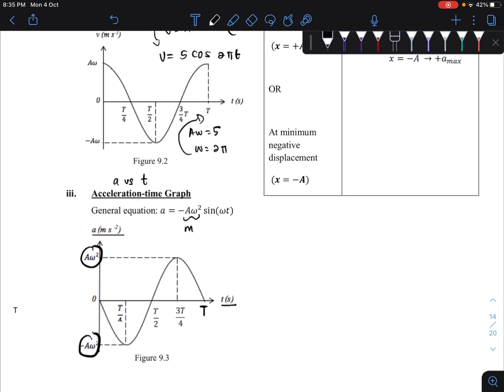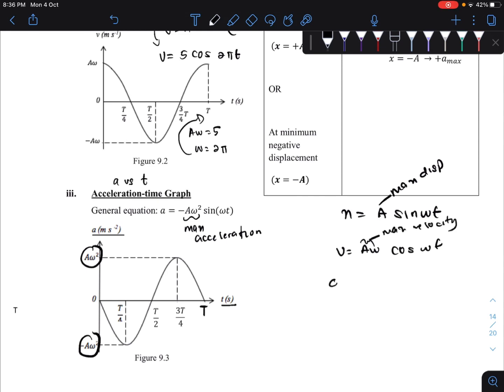Okay, this whole thing is your maximum acceleration. Sama macam tadi, untuk displacement A sin omega t, ini adalah maximum displacement. Untuk V is equals to A omega cos omega t, the whole thing adalah kamu punya maximum velocity. Begitu juga when you have A is equals to negative A omega square sin omega t, this whole thing kamu adalah kamu punya maximum acceleration. So to sketch, masukkan nilai maximum acceleration tu berapa.